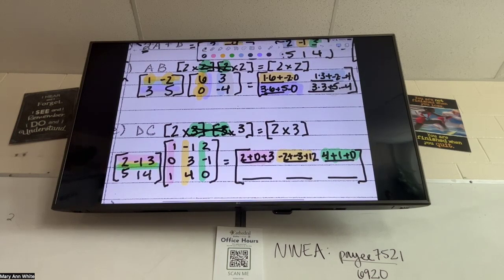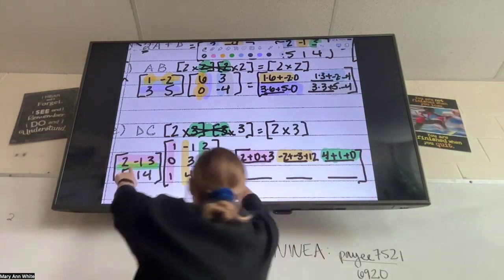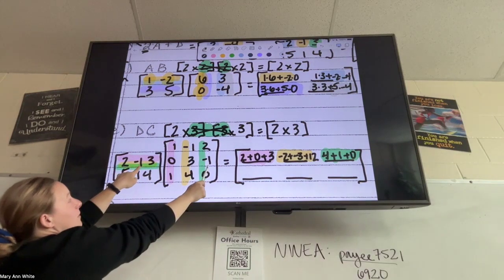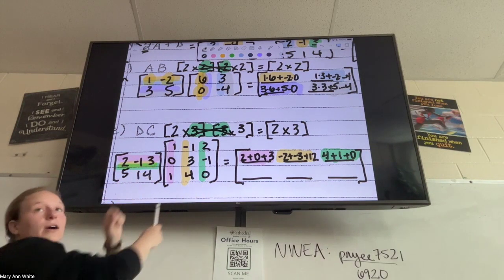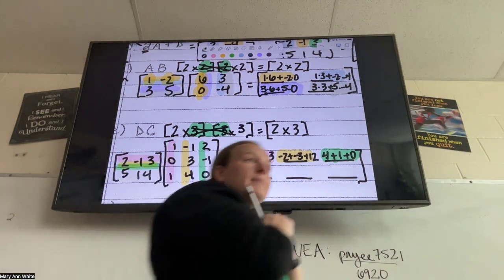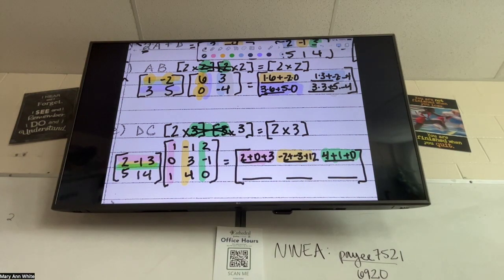And again, I'll try and put this low enough. So again, in my head, I'm doing 2 times 2 plus -1 times -1 plus 3 times 0. Okay. Shall we do the next row? Okay, now I'm in the second row and I'm gonna do the first column. So second row, first column goes right there. 5 times 1 is 5, 1 times 0 is 0, 4 times 1 is 4.